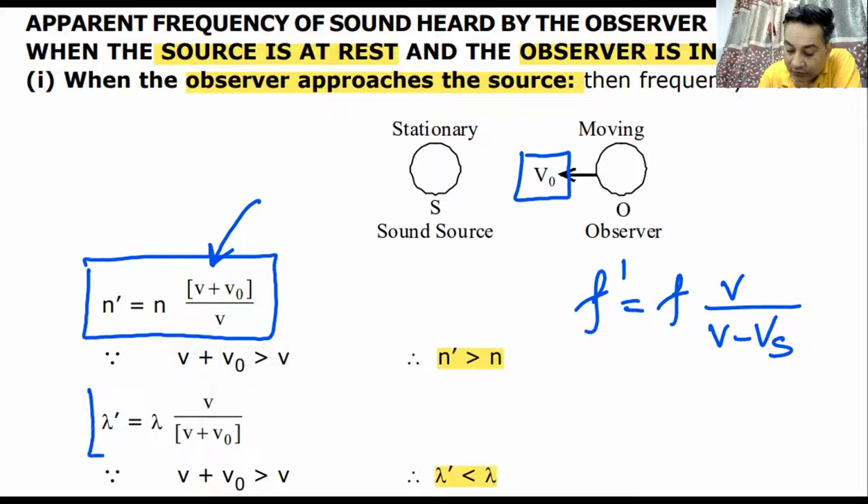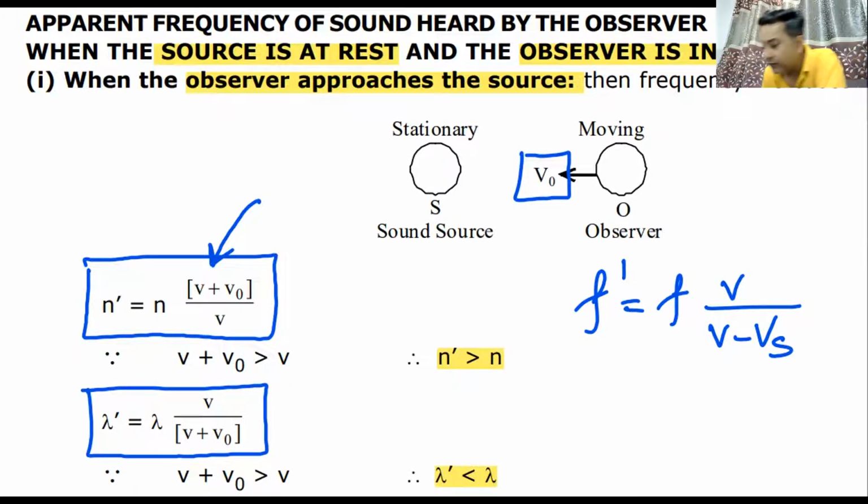If you write the formula for wavelength, it becomes the inverse of the formula for frequency. The formula for frequency is n into V plus V naught divided by V. The formula for wavelength becomes lambda into V upon V plus V naught. Do we understand this? Yes or no? I'll give you a minute to note this down.